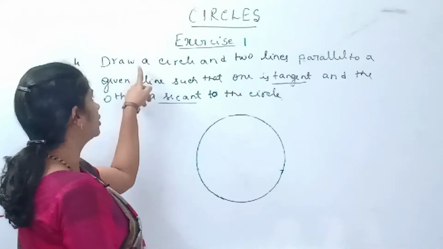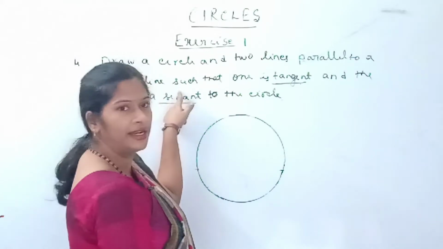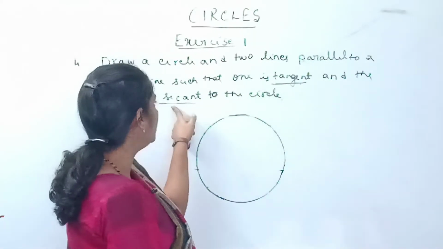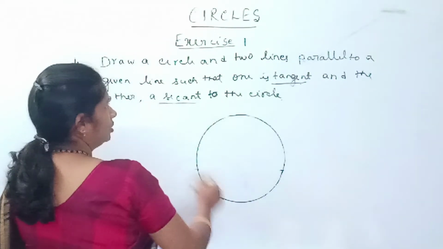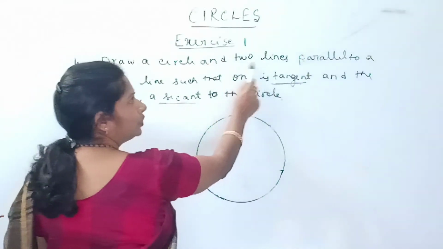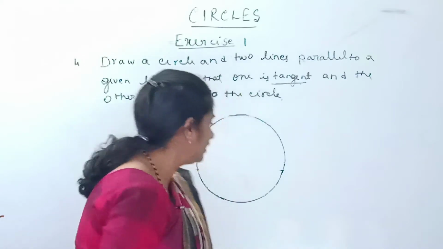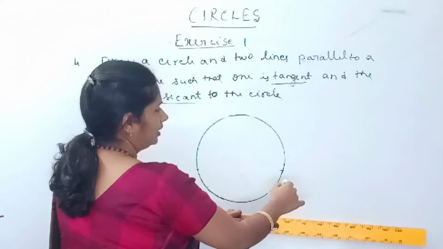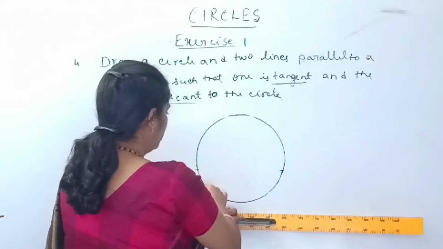Coming to the fourth question: draw a circle and two lines parallel to a given line such that one is a tangent and the other one is a secant to the circle. So you have to draw one circle, children, and two lines parallel to a given line. So let me draw one given line. You can draw it horizontally or vertically, anywhere.